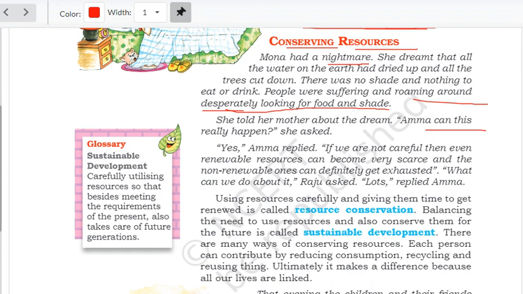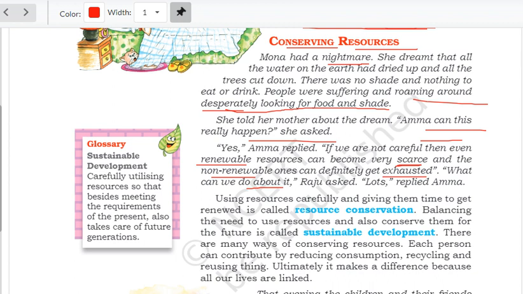Amma, can this really happen? Yes, Amma replied. If we are not careful, then even the renewable resources that we do have can become very scarce, very limited. And the non-renewable ones will definitely, for sure, get exhausted, get finished.